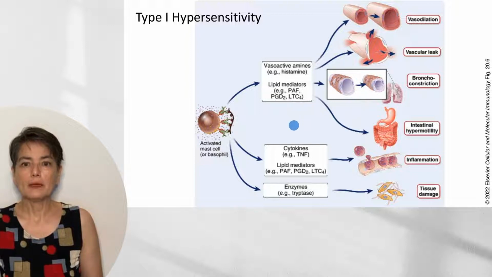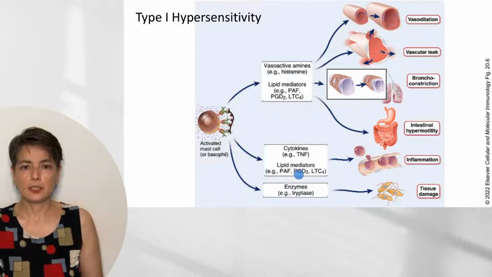We have our lipid mediators, PAF, PGD2, and LTC4, which are going to take us through this pathway. We have bronchoconstriction, intestinal hypermotility. That's something you can see in patients who are having an anaphylactic reaction. We have cytokines such as tumor necrosis factor and our lipid mediators coming from our arachidonic acid metabolites leading to inflammation.